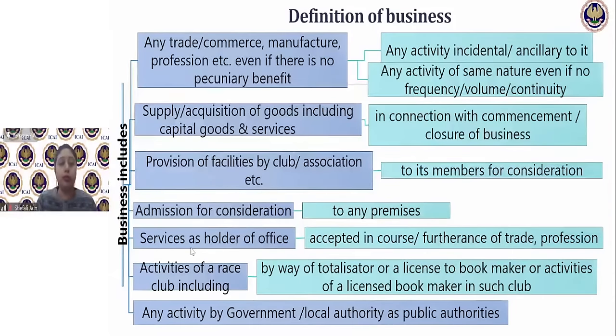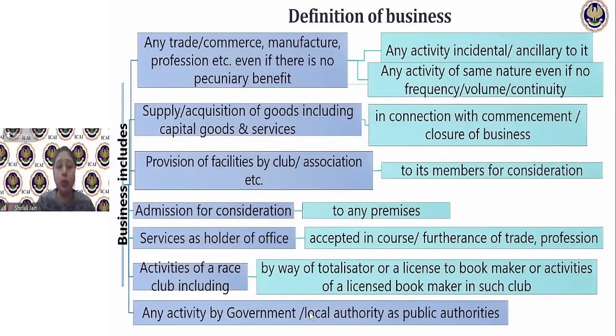The service as holder of office accepted in course of furtherance of any trade or profession, that is also a business. Then the activities of a race club. A race club is facilitating the betting activity through totalizer or license to a bookmaker, or the activities of a licensed bookmaker. That is also a business.